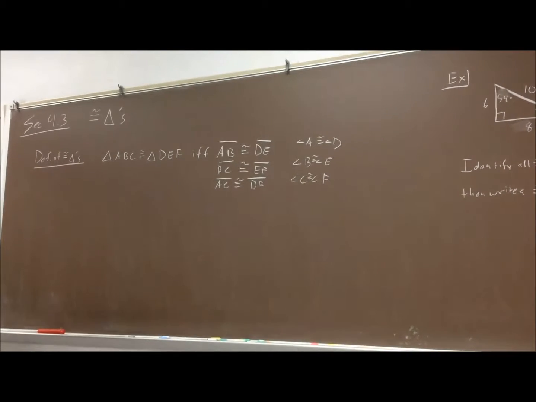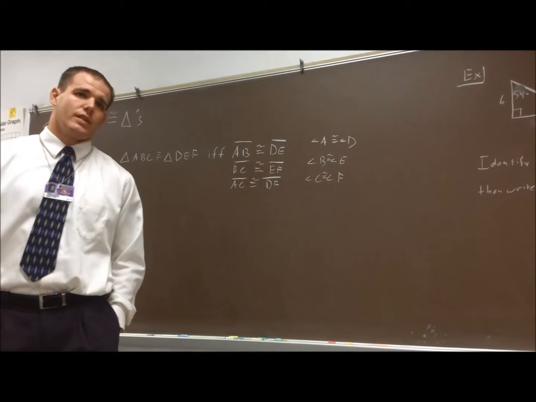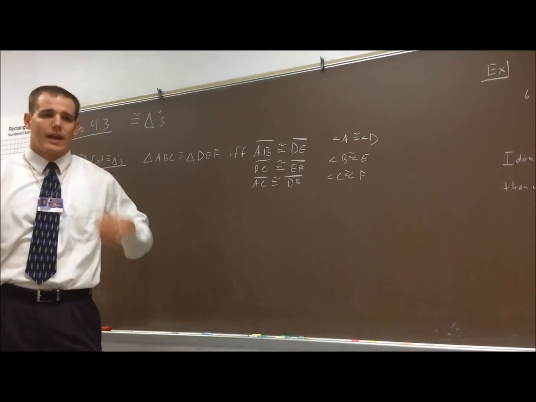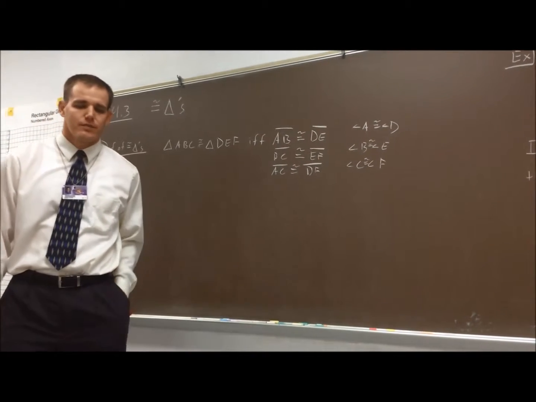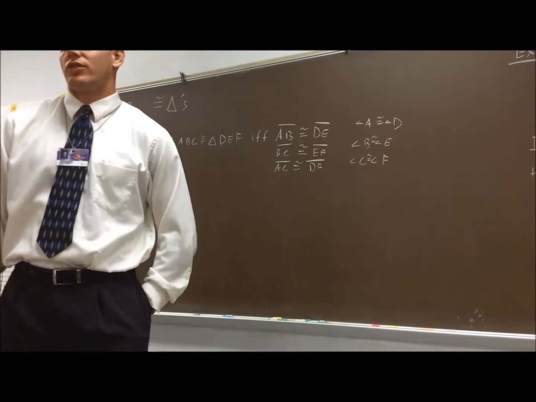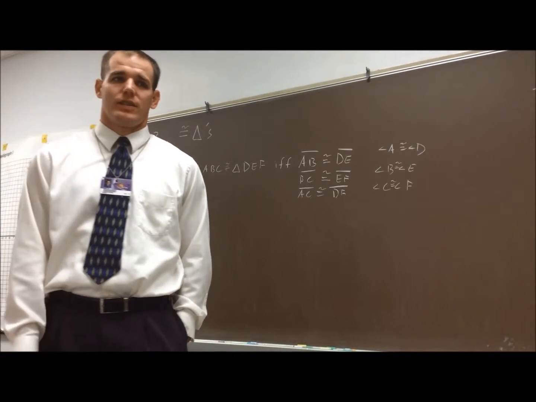All right, section 4.3, definition of congruent triangles. The goal in this section is to prove triangles are congruent. We're going to have a bunch of different ways to do that. First, we've got to talk about what the definition of congruence is. But we want to prove triangles are congruent because once we prove them congruent, then we can prove everything else is congruent.